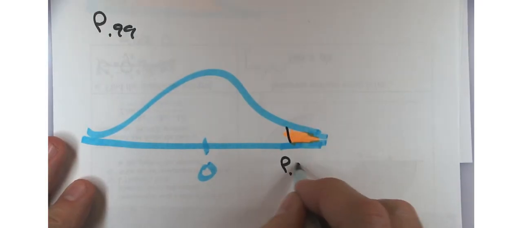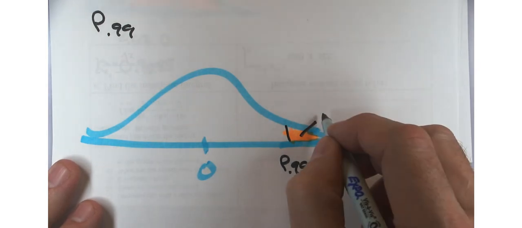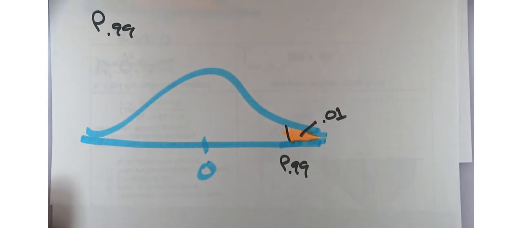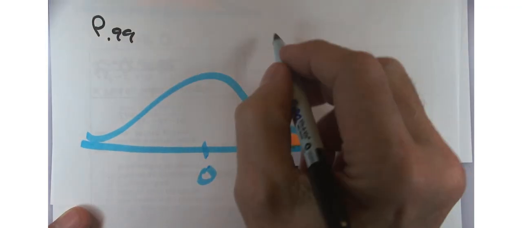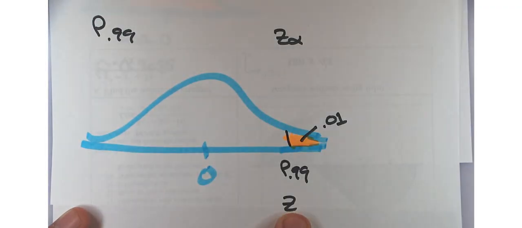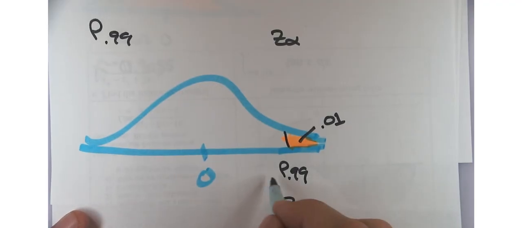So that's going to be P sub 0.99, which separates the top 1% from the bottom 99%. So 0.01. Now, think about the Z notation. What should I write here if I'm going to write it in the form of Z sub alpha? Is she right? Z sub 0.01? Yeah, Z sub 0.01. That's going to be the same thing as this.